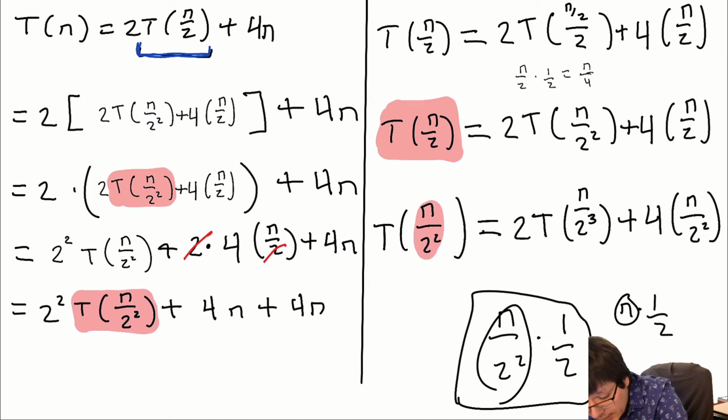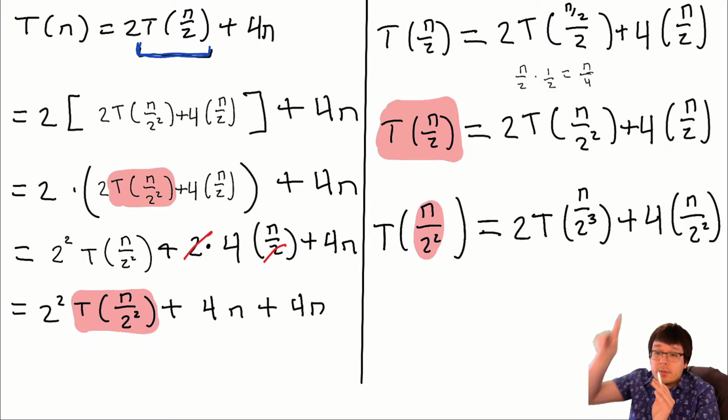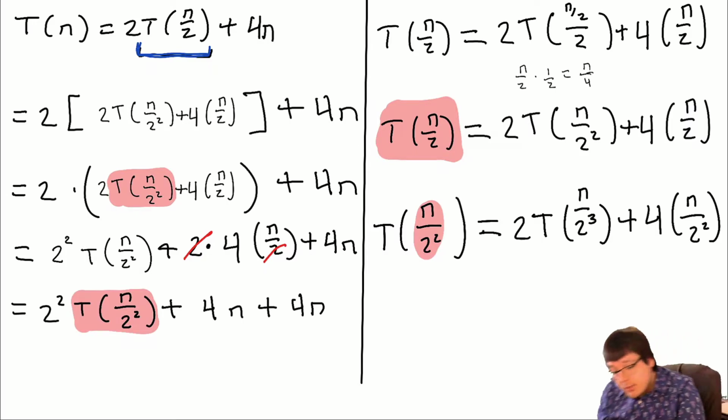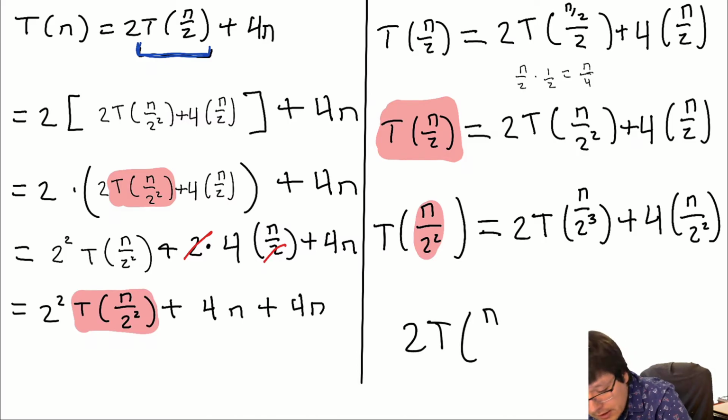Do you guys see that? This is the important part that you've got to make sure that you're following along. How I got this term right there. How I got that n divided by 2 to the 3rd power. Again, what I'm doing is I am looking at my original recurrence relation. It says 2T(n/2) + 4n.